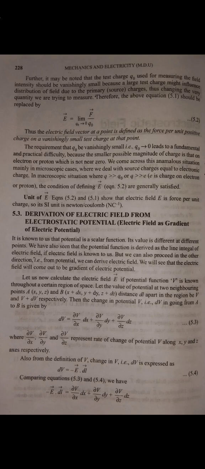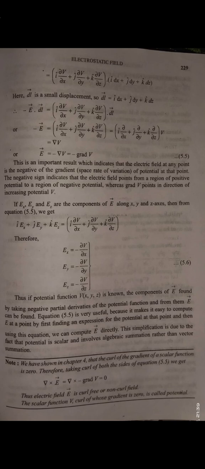This is equation number 5.4. Comparing equations 5.3 and 5.4, we have minus E vector dot dl vector is equal to ∂V/∂x dx plus ∂V/∂y dy plus ∂V/∂z dz, which is equal to (i cap ∂V/∂x plus j cap ∂V/∂y plus k cap ∂V/∂z) dot (i cap dx plus j cap dy plus k cap dz). Here dl vector is a small displacement, so dl vector is equal to i cap dx plus j cap dy plus k cap dz.